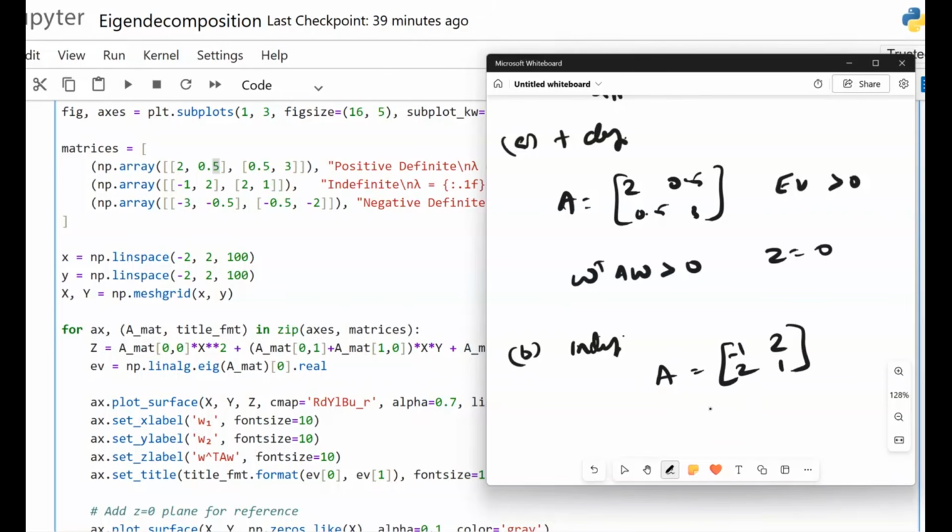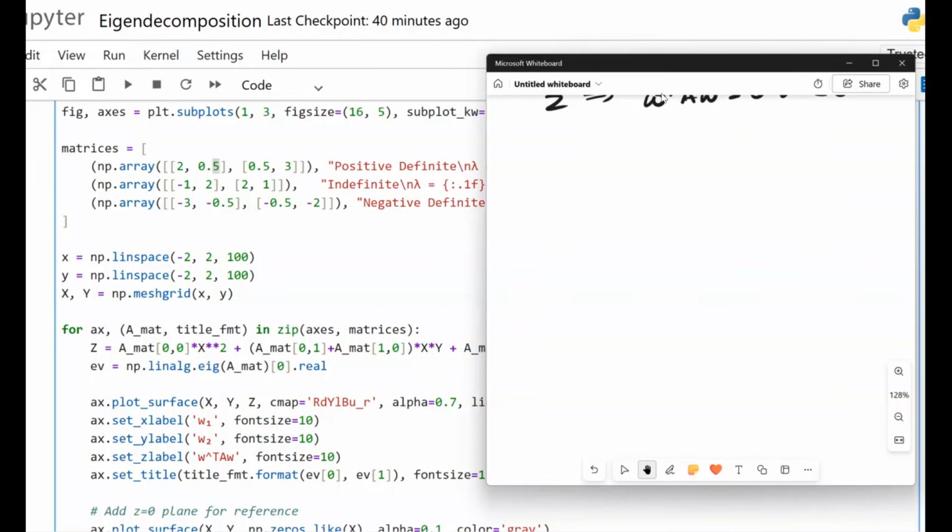So here the eigenvalues, one would be positive and another would be negative. So here the surface would be a saddle shape, that is a hyperbolic paraboloid, right? And here the surface Z would cross the plane. W transpose multiplied by A multiplied by W would be greater than 0 or less than 0.